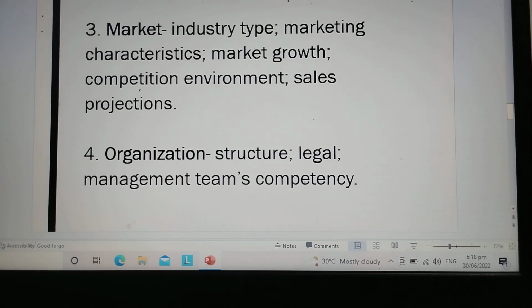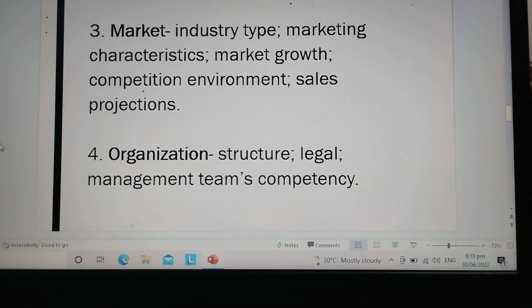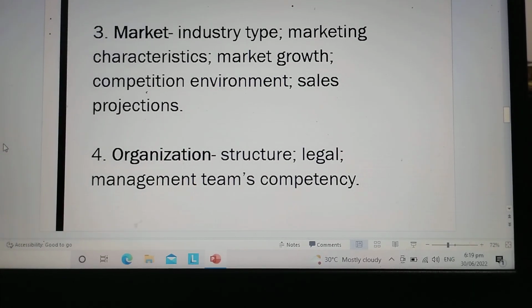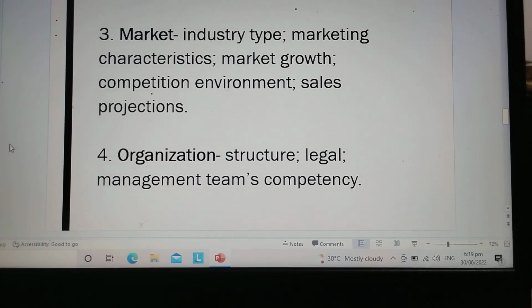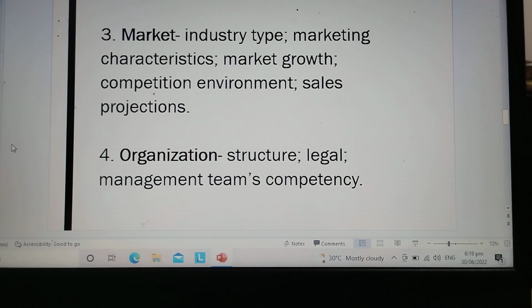Now, for the number 4, this was known as organization: structure, legal, management team, competency. The organizational structure of the business, legal structure of the business or the specific project, management team's competency, professional skills and experience.